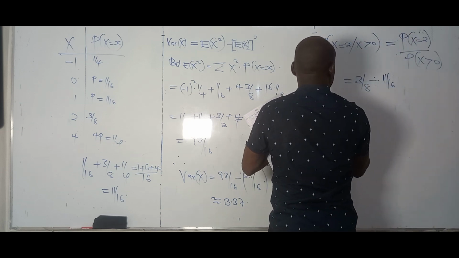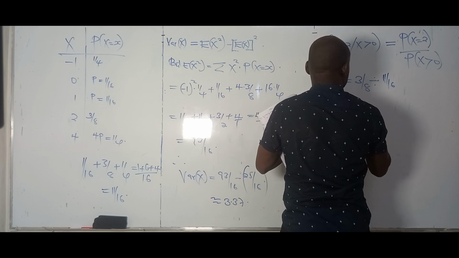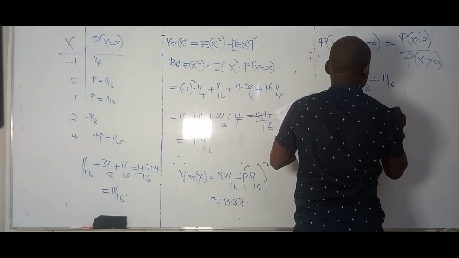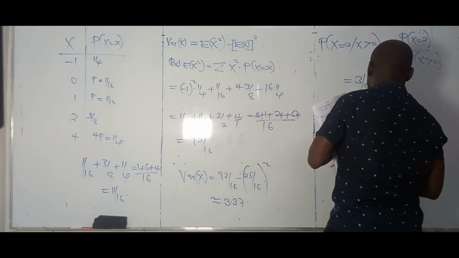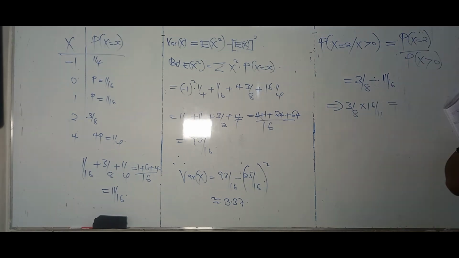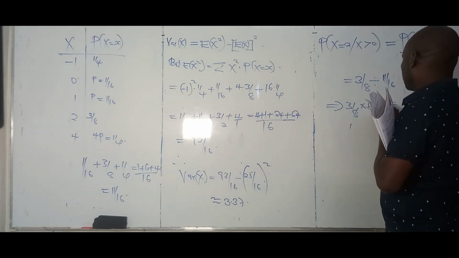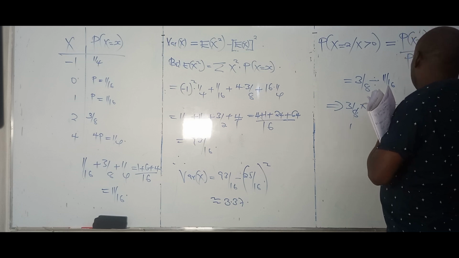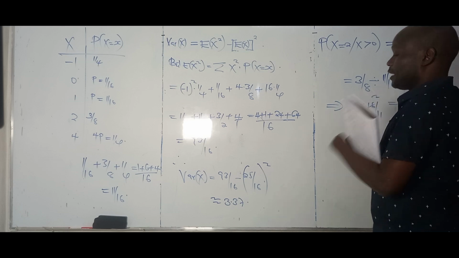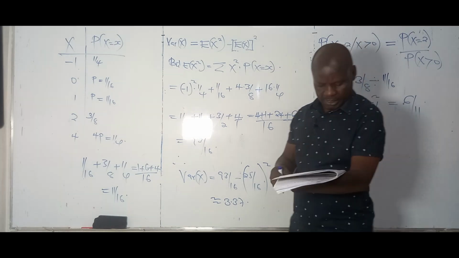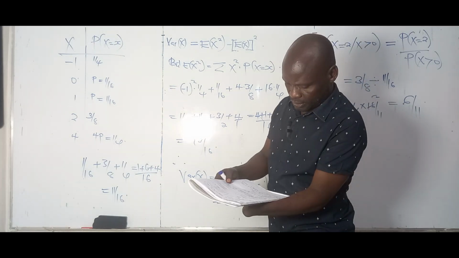So we divide by 11 over 16. That implies 3 over 8 times 16 over 11. Simplifying, we get 6 over 11 as the probability.